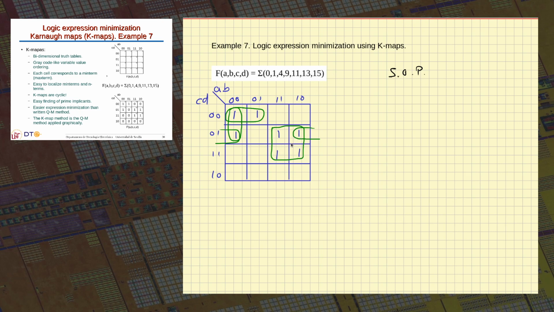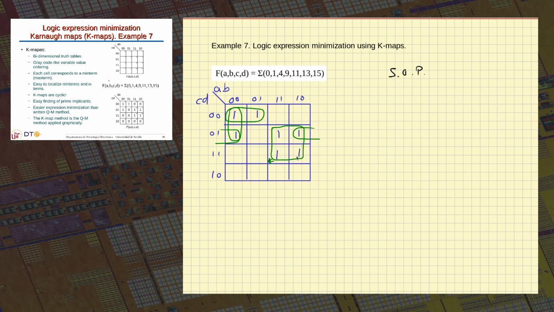Some prime implicants are essential. Here they are very easy to see. For example, this prime implicant is essential because it's the only prime implicant covering this one, or this one, or this one. So this is called an essential prime implicant, and this is called a distinguished term, distinguished min term, because it makes the prime implicant to be essential.